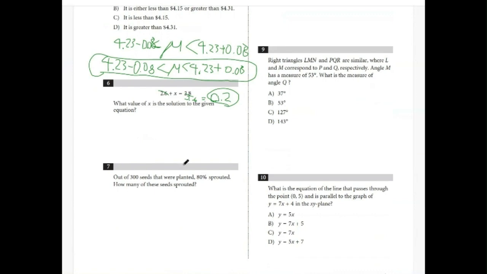Out of 300 seeds that were planted, 80% sprouted. How many of these sprouted? So 80%, I like to divide this by 100 and multiply it by 300. So the correct answer here is 240.